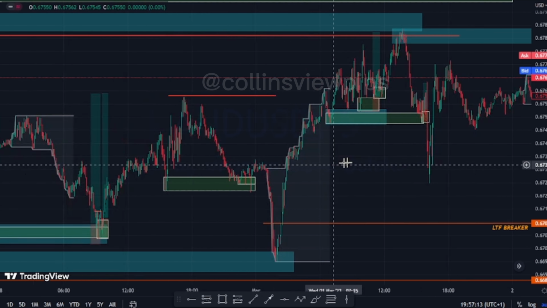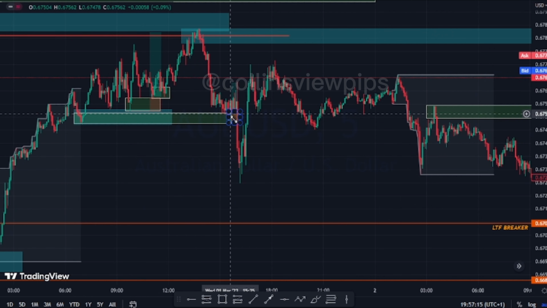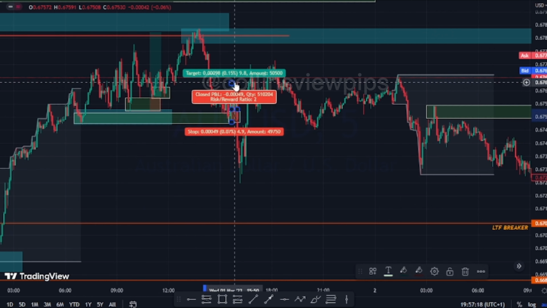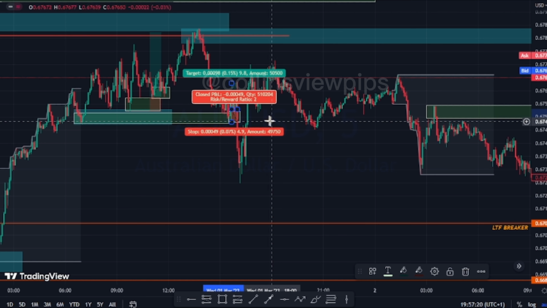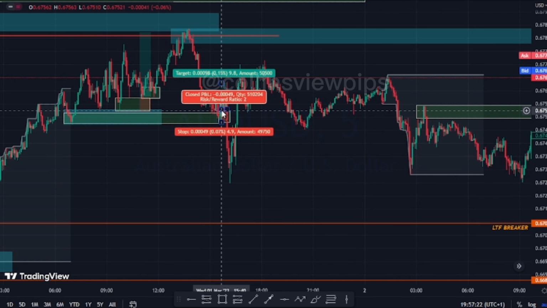So pretty much Tuesday there was no trade for me. I had a trade here which ran up to 1 to 2, but I was taken out at a loss on this trade.